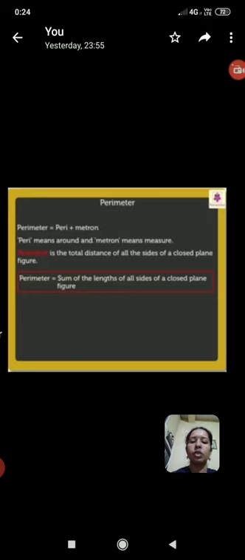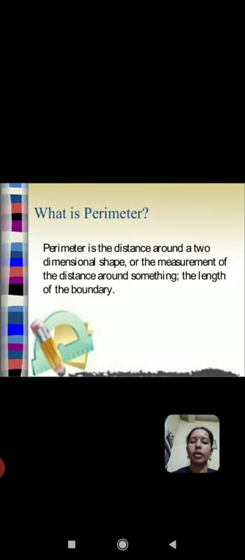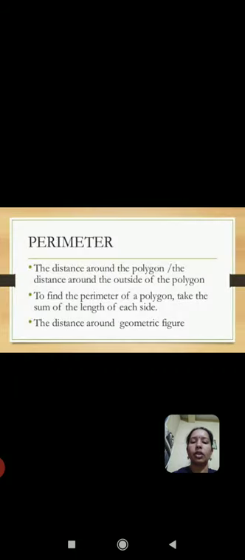Perimeter is the total distance of all the sides of a closed plane figure. Perimeter is equal to the sum of the lengths of all sides of a closed plane figure. What is a perimeter? Perimeter is the distance about a two-dimensional shape, or the measurement of the distance around something. The length of the boundary. The distance around the polygon, or the distance around the outside of the polygon.